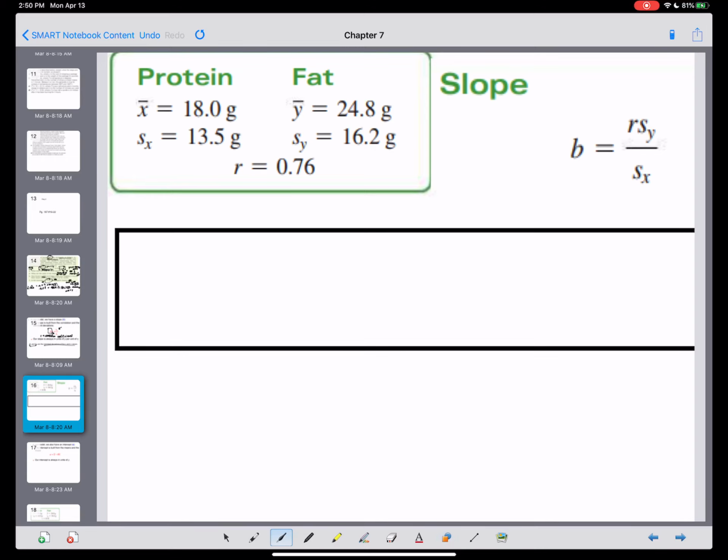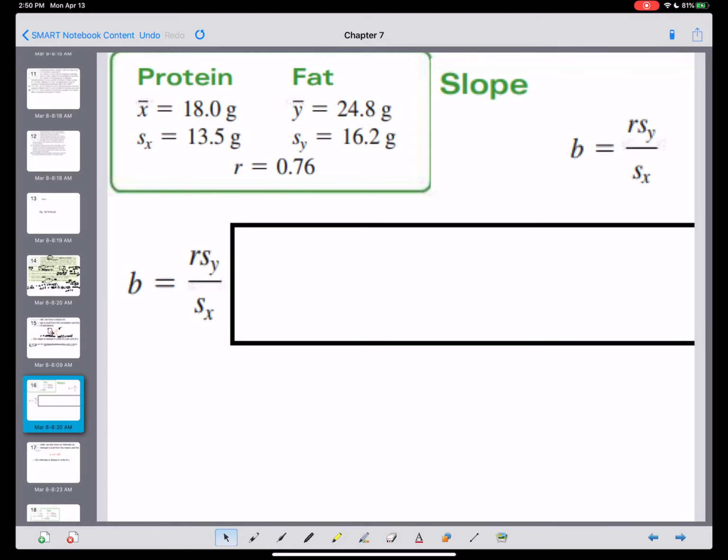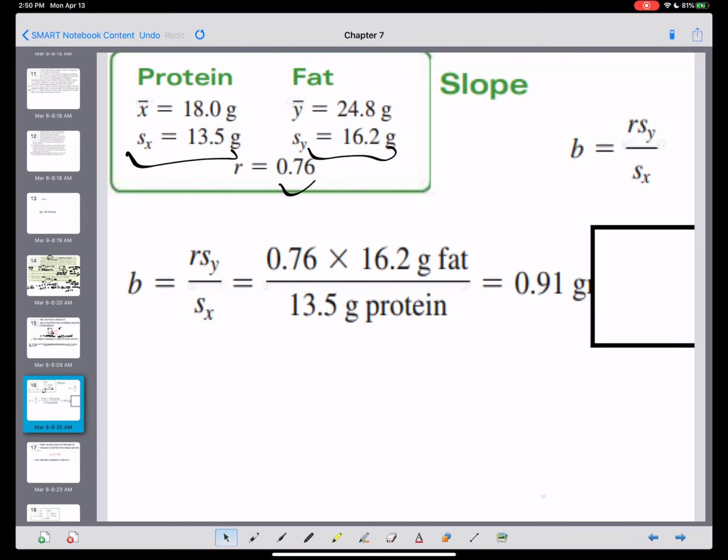So I want to look at this formula. I want to find the slope. Really easily, I know my formula is correlation coefficient times standard deviation y over x. So I have all the things that I need here. I'm just going to make my substitution and have an answer out. 0.91 grams. That's going to be my slope. Cool. Nothing too tricky there.